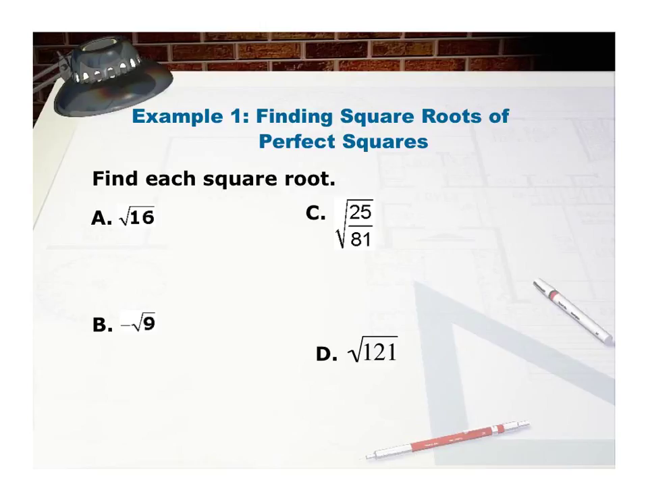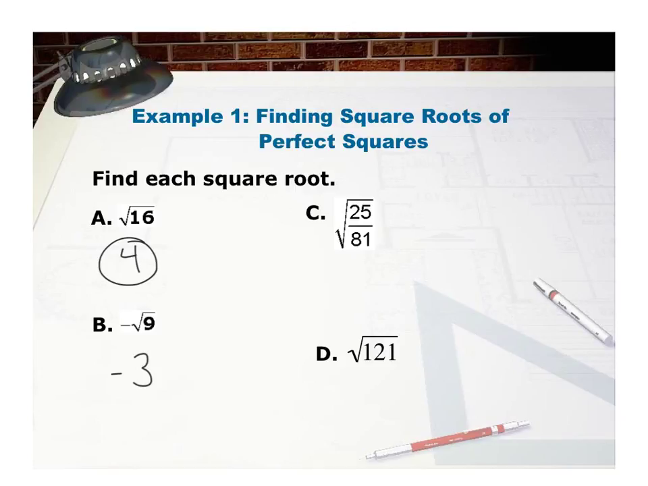So let's practice. We're going to find each square root. So here we have the square root of 16, so what times itself equals 16 would be 4. And it would just be positive 4 because there's no sign in front of our square root sign. With our next one, we have the square root of 9. Well, 3 times 3 is 9, so this is going to be 3. This one does have a sign in front of our square root sign, so they're looking for the negative square root, so it's negative 3.